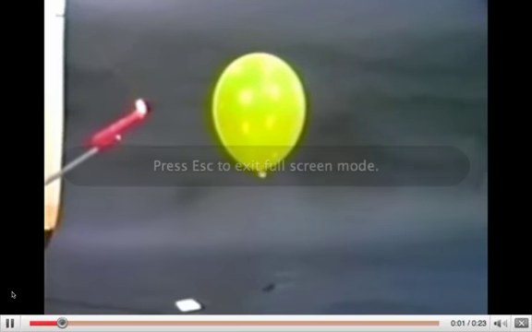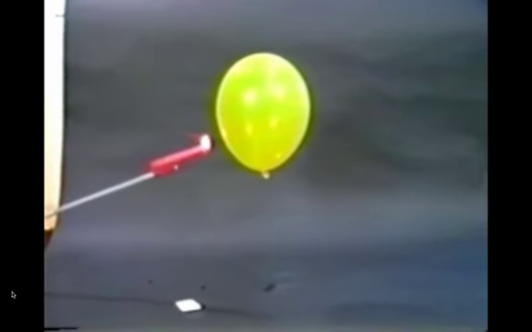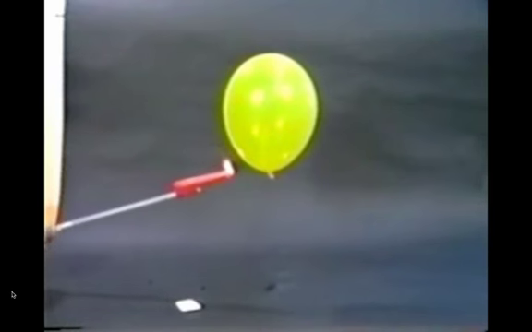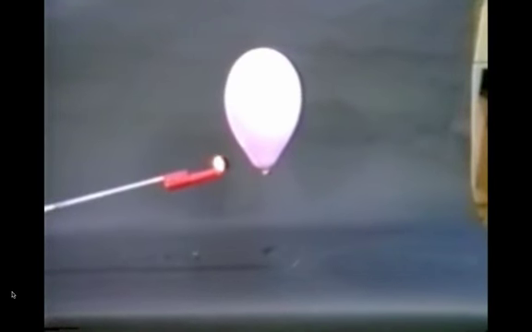Okay, hydrogen balloon. The balloon contains hydrogen. When the candle touches the balloon, the hydrogen combines rapidly with the oxygen in the air. The equilibrium is far to the right.